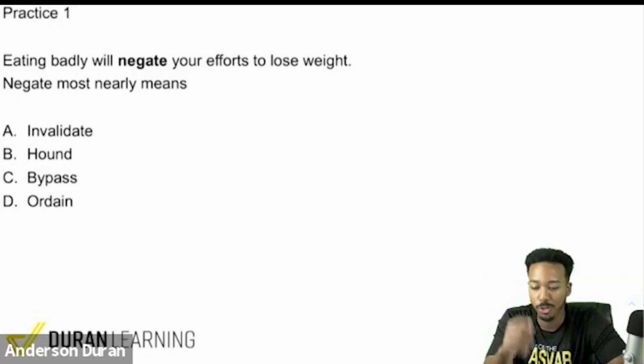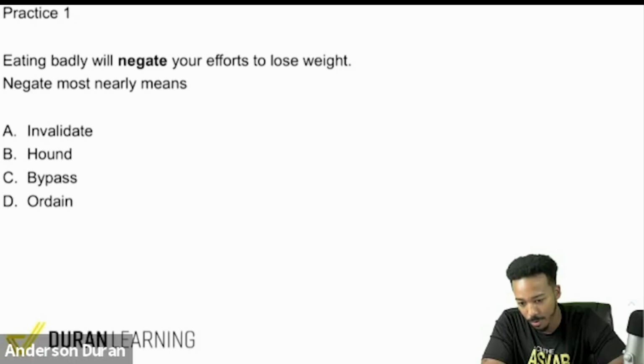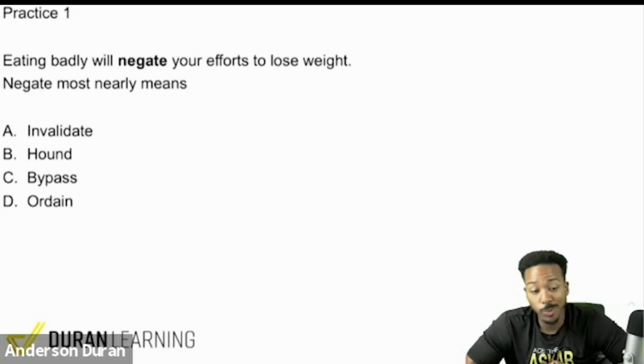Perfect. There we go. Ooh, I love that. Over 60 answers already. So let's check it out, my party people. Eating badly will negate your efforts to lose weight. Eating badly will blank your efforts to lose weight. So again, remember, if you don't even know what the word means, you can read around the word. Negate most nearly means what? Invalidate, hound, bypass, or ordain.